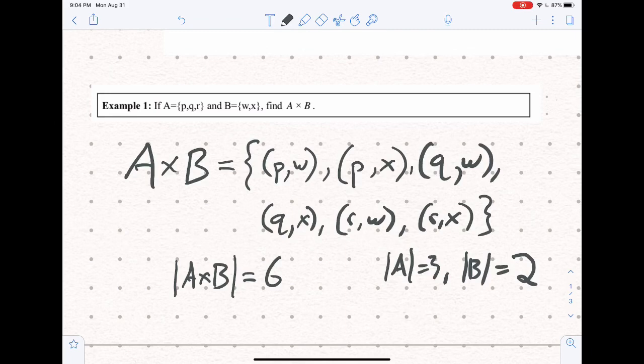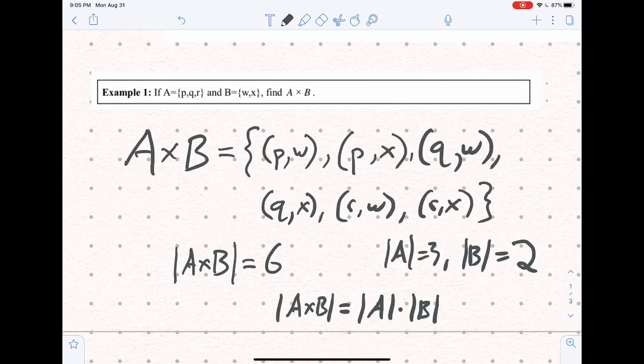And you'll notice that when you take the product of A and B, and you look at the size, the cardinality of the product, it's exactly equal to what you get when you take the cardinality of the first set and multiply by the cardinality of the second set. So the size of A times B is just equal to the size of A, that's 3, times the size of B, and that's captured in general in this rule. The size of A times B is equal to whatever the size of A is times whatever the size of B is.